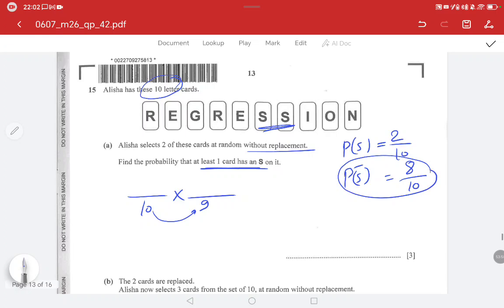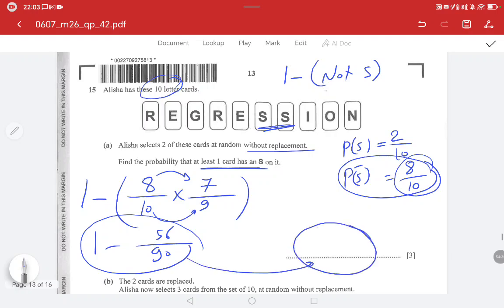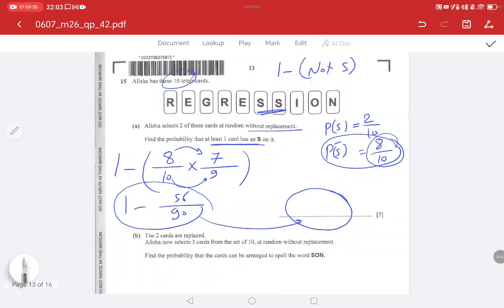So the question is find the probability that at least one card has an S. Usually when you have at least one, it's 1 minus not S. So 1 minus the probability of not S. Not S we said is 8 over 10. If you pick the second one to be also not S, in this case it will be 7 over 9. Please calculate this one. This one is 56 over 90. You should calculate and write the final answer here. It's better to write it in fraction because a fraction gives you the exact answer.